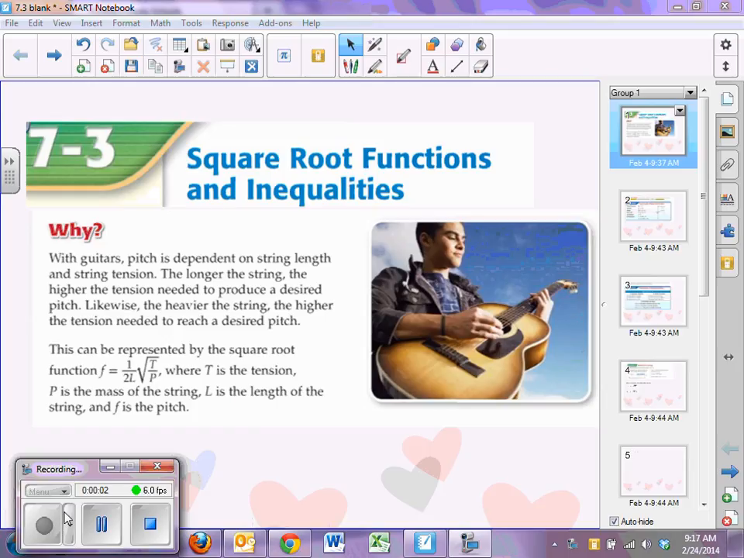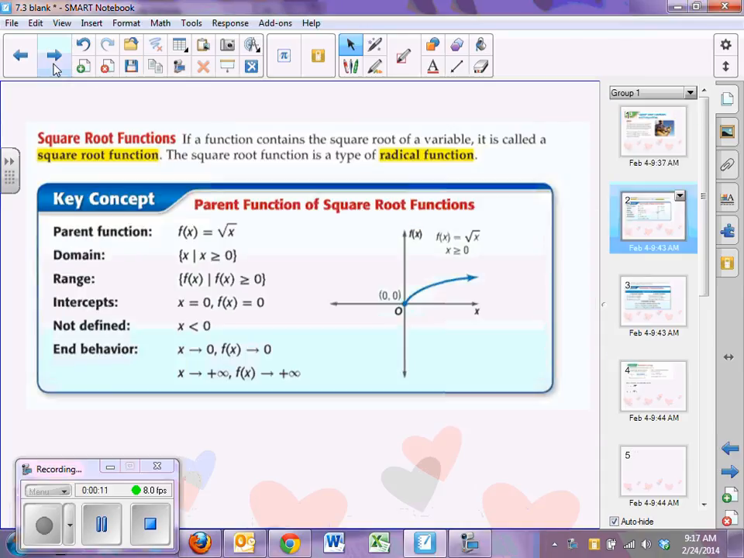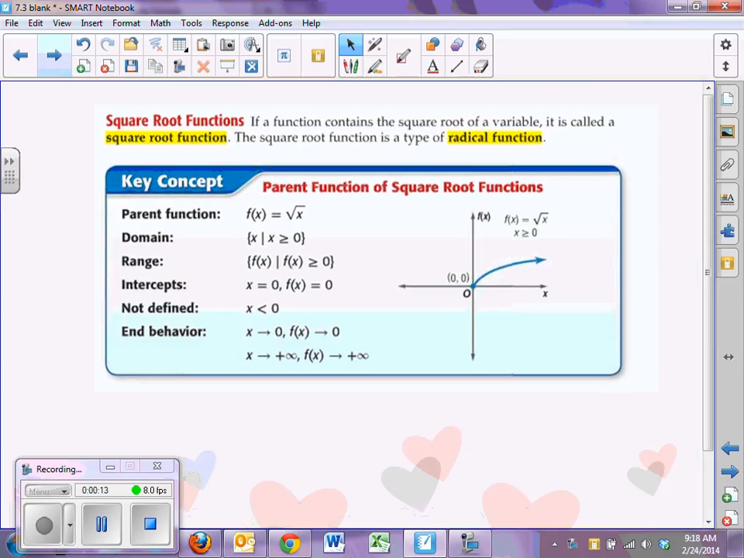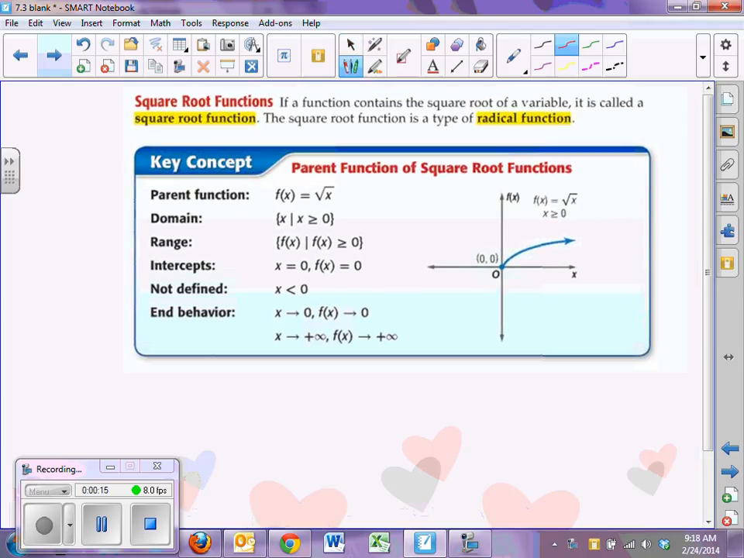Hi kids, 7.3 is square root functions and inequalities with square roots. Let's dive right into a square root function. Think about a function, y equals the square root of x.